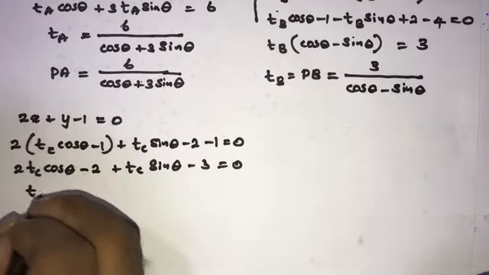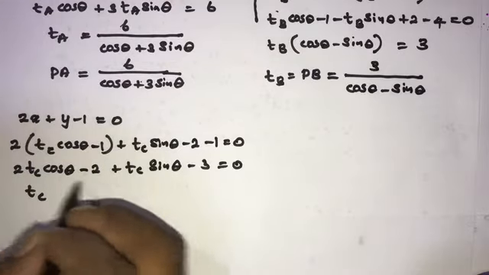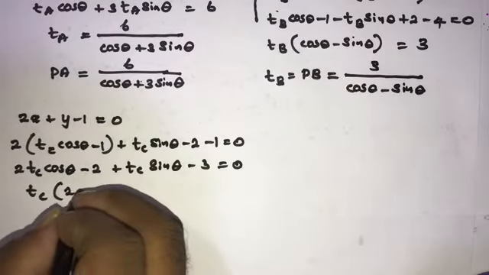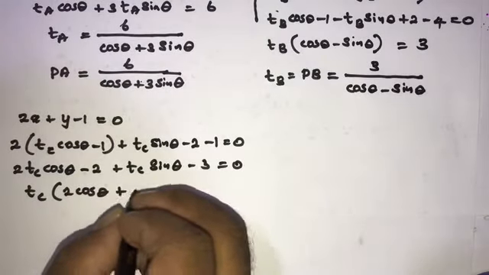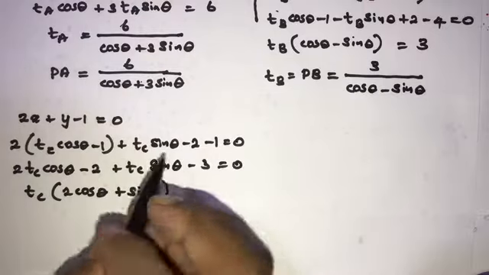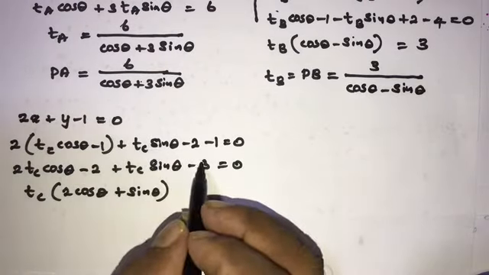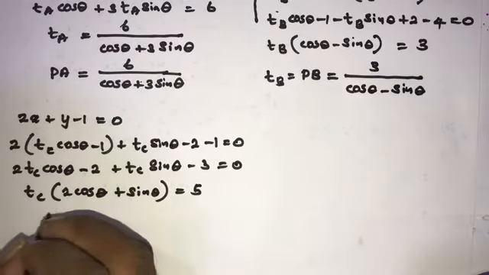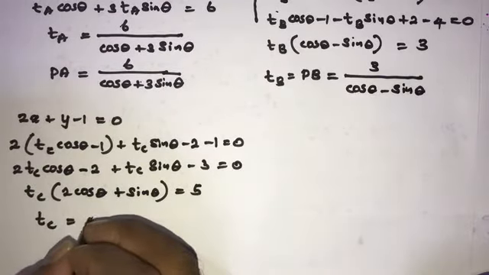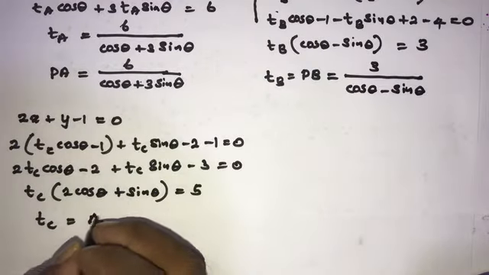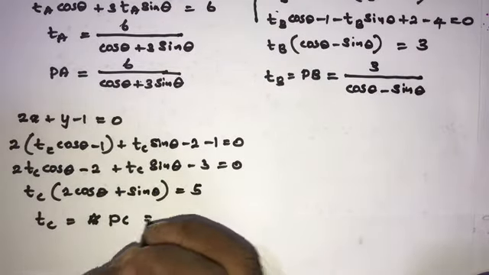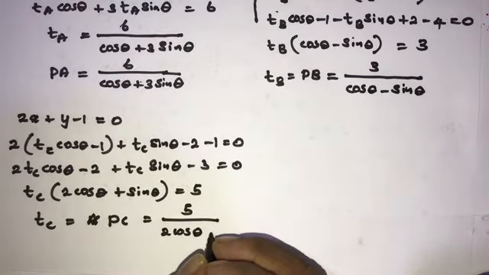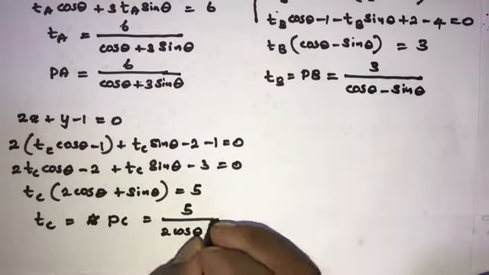So we can isolate the tc. For that we can take tc as a factor. So tc times 2 times cosine of theta plus sine of theta, and minus 2 times minus 3, so this is minus 5, and we can write here plus 5. So now we know tc, which is PC, is equal to 5 over 2 times cosine of theta plus sine of theta.